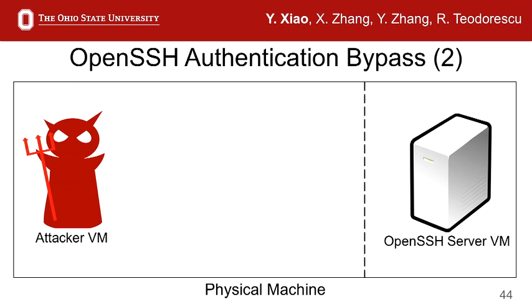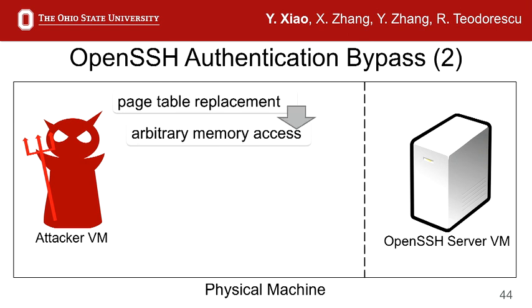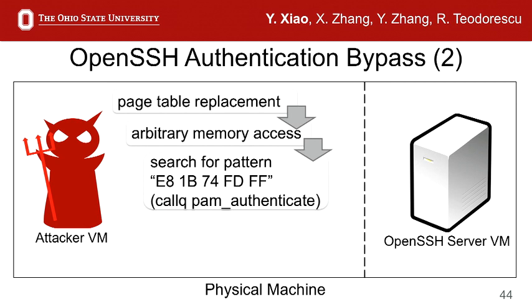Our attack applies to the daemon SSHD process so that all the connections afterwards will bypass authentication. First of all, the attacker VM conducts a page table replacement attack described in section 2 and tries to gain access to the memory space of the server VM.